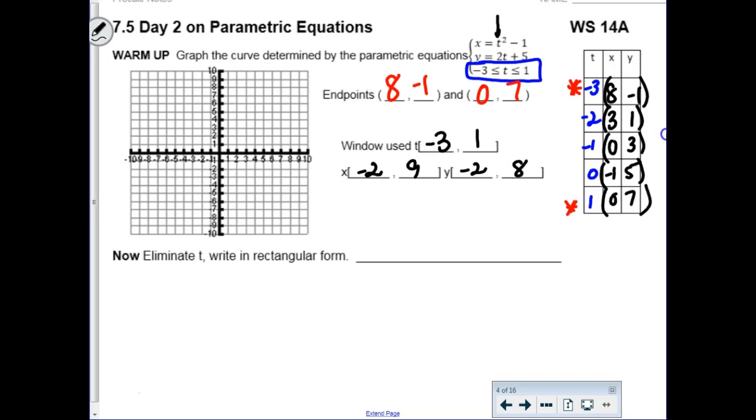The next part is the annoying part. It's the graphing one. So you do have to graph the ordered pairs. So (8, -1), (3, 1), (0, 3), (-1, 5), I can't read, okay, and (0, 7). Oh my gosh. I screwed that up right at the end. Okay, that was supposed to be curvy.